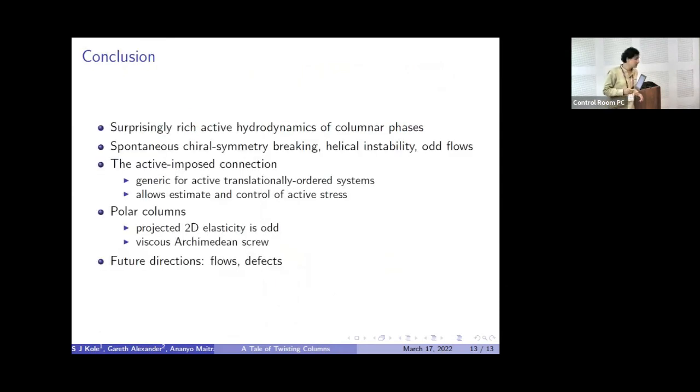So I'll conclude. I hope I've convinced you that the active hydrodynamics of columnar phases is surprisingly rich. I talked about spontaneous chiral symmetry breaking, that is the helical instability. I told you about the odd flows and also the connection between the externally imposed stress and activity. I talked about the polar columns where the in-plane 2D elasticity is odd elasticity, and the realization of a viscous Archimedean screw. Future directions which we are working on are flows and defects in such systems.